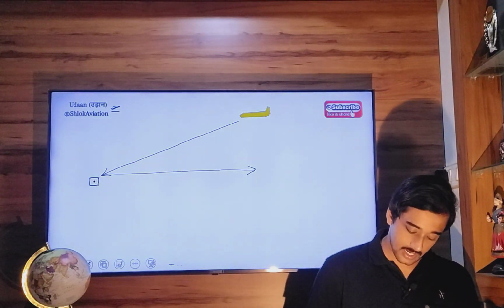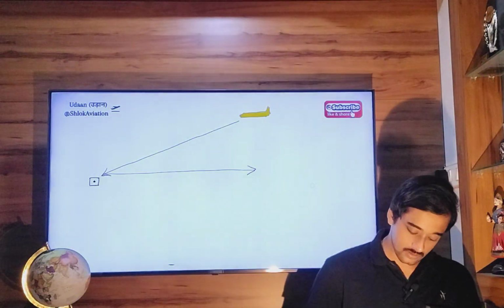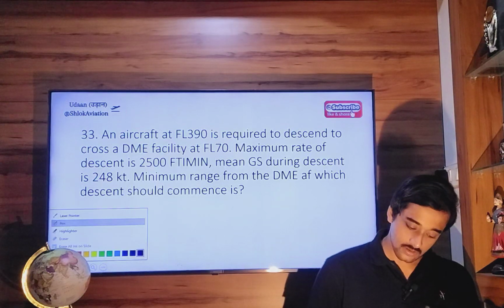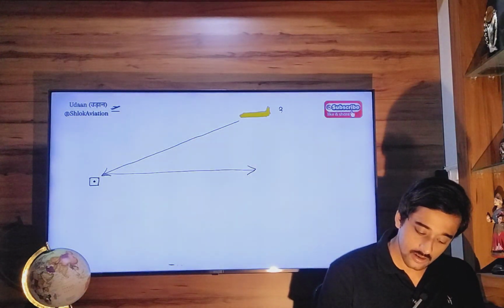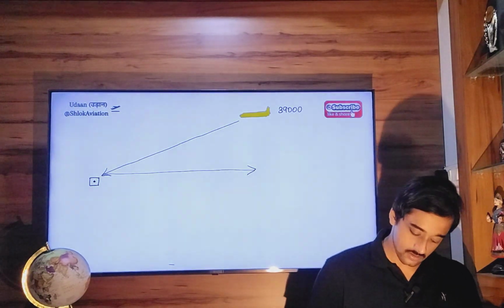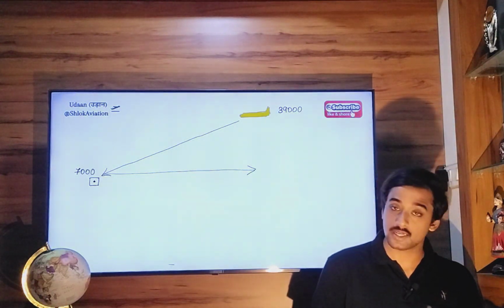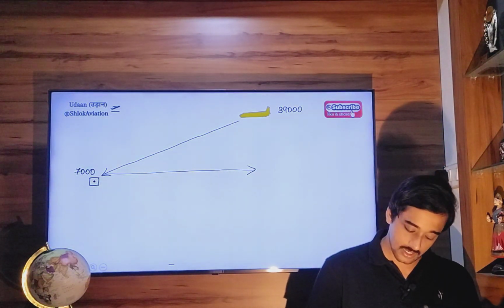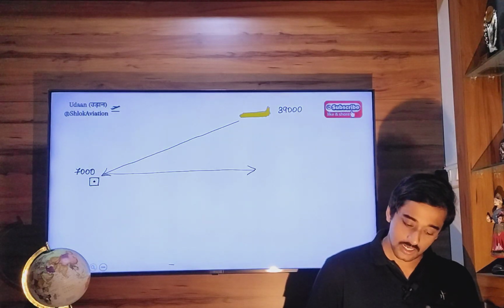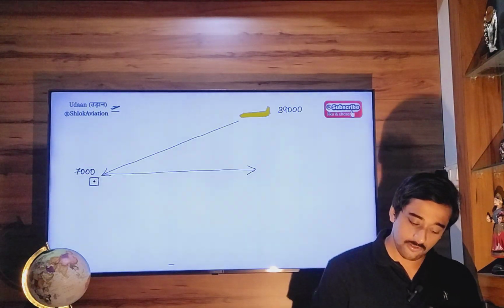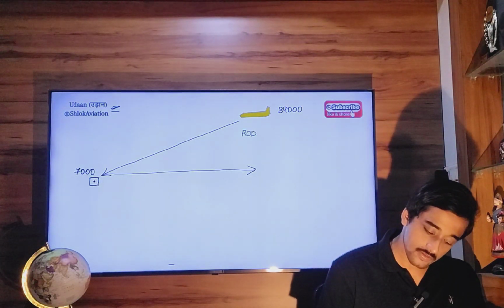Your aircraft is at 39,000 feet. You have to arrive at the DME station at 7,000 feet. Rate of descent is 2,500 feet per minute.